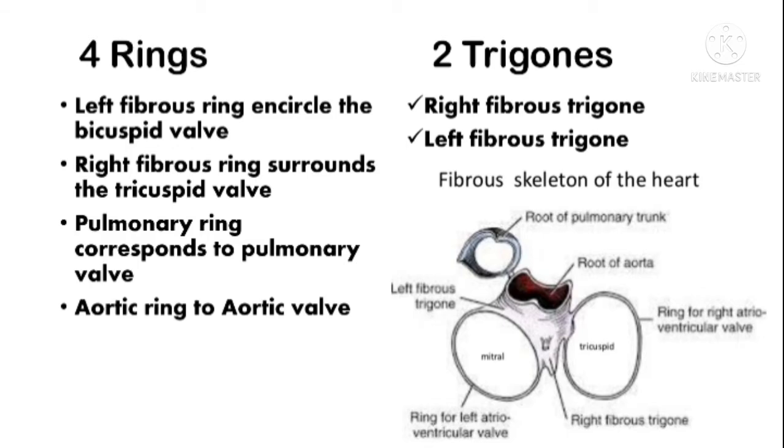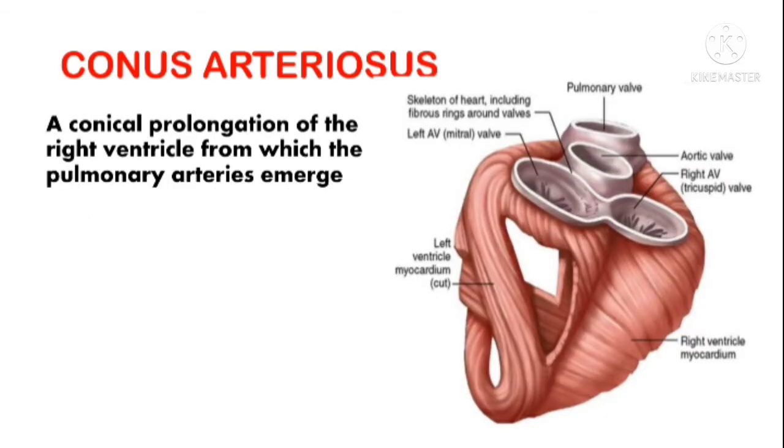The left fibrous ring encircles the bicuspid valve. The right fibrous ring surrounds the tricuspid valve, and the pulmonary ring corresponds to the pulmonary valve, the aortic ring to the aortic valve. The 2 trigones are the right fibrous trigone and the left fibrous trigone. The conus arteriosus is a conical prolongation of the right ventricle from which the pulmonary arteries emerge.